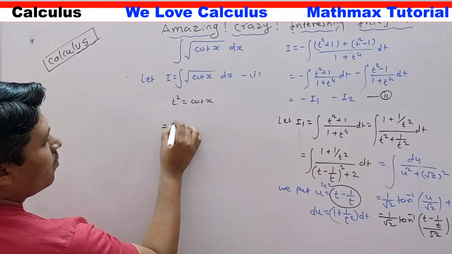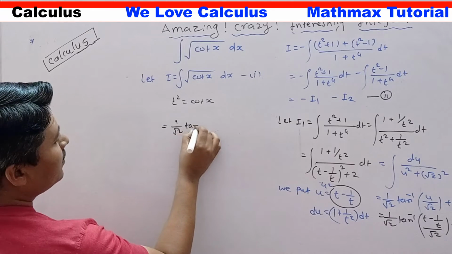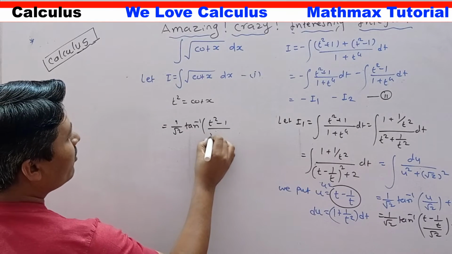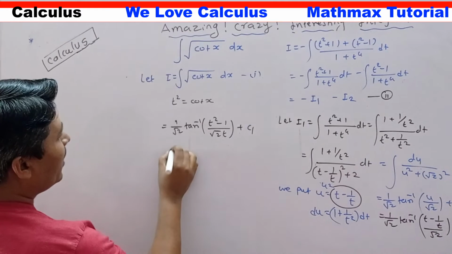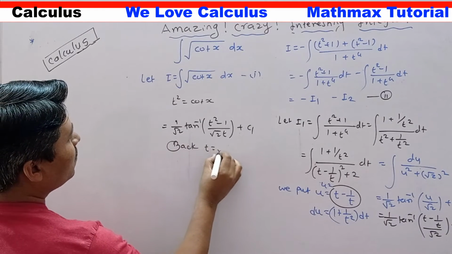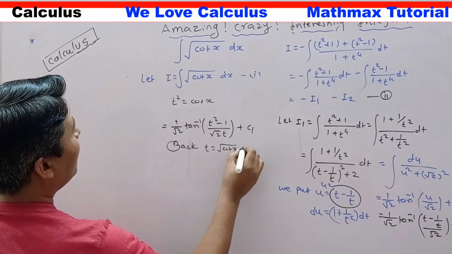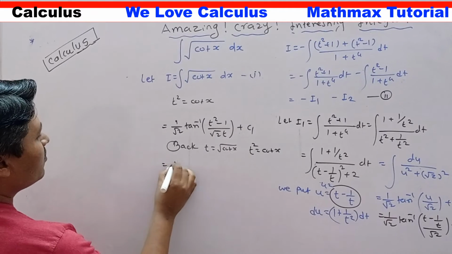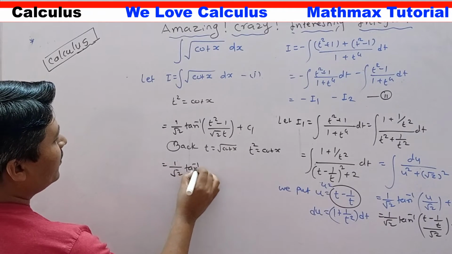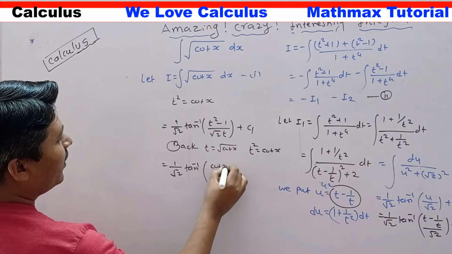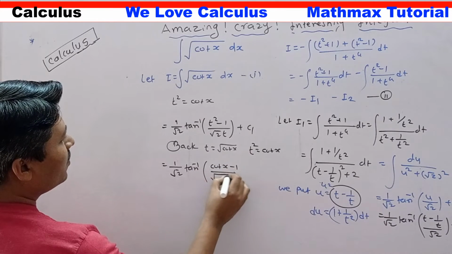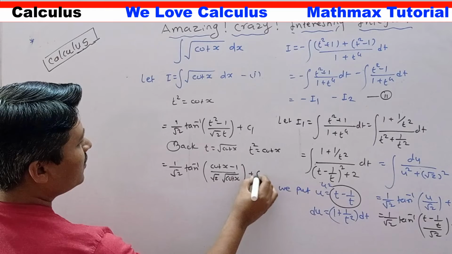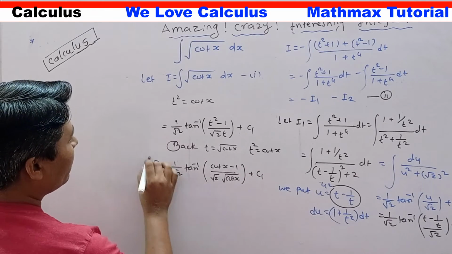Therefore 1 upon root 2 tan inverse, and this simplification becomes (t square minus 1) divided by root 2t, plus c1. Then back put t equal to under root cot x, so t square is equal to cot x. The equation becomes 1 upon root 2 tan inverse of (cot x minus 1) divided by root 2 under root cot x, plus c1, and this is the I1 value.